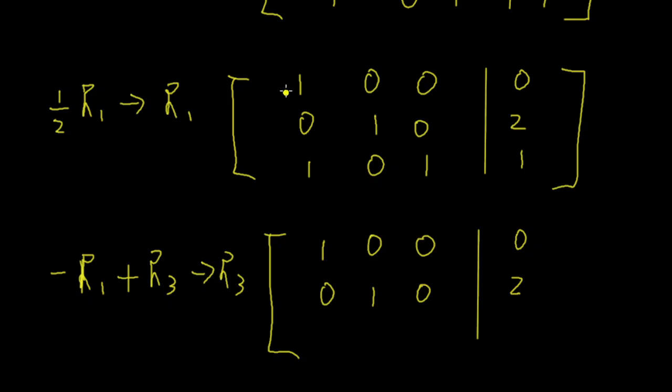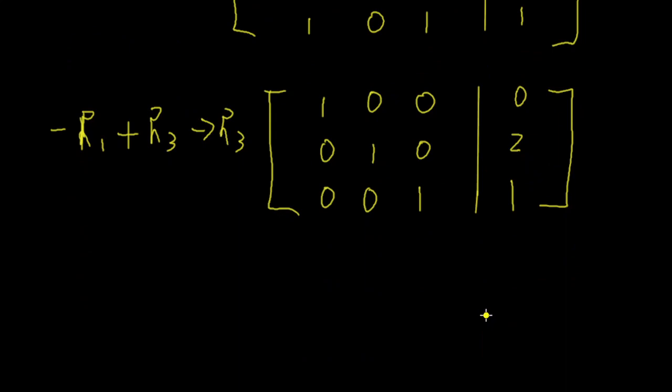Now, row 3. Negative 1 times 1 is negative 1 plus 1 is 0. Negative 1 times 0 is 0 plus 0 is 0. Negative 1 times 0 is 0 plus 1 is 1. And then negative 1 times 0 is 0, 0 plus 1 is 1. I got this form: 1, 1, 1 diagonally, and everything else is 0, and I have a value here. Okay, good. So that's the solution.